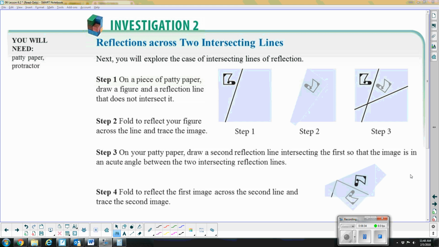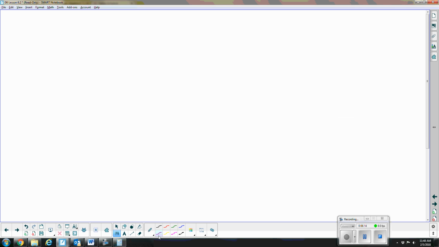The second part of this lesson is talking about reflections across two intersecting lines. Again, we're going to draw a figure, and it can be whatever you want. Mine's probably going to look similar to the last one, but you want to draw a figure that doesn't have symmetry, because if you draw it with symmetry, it's going to be hard to see the pattern. Okay, so here's my figure.